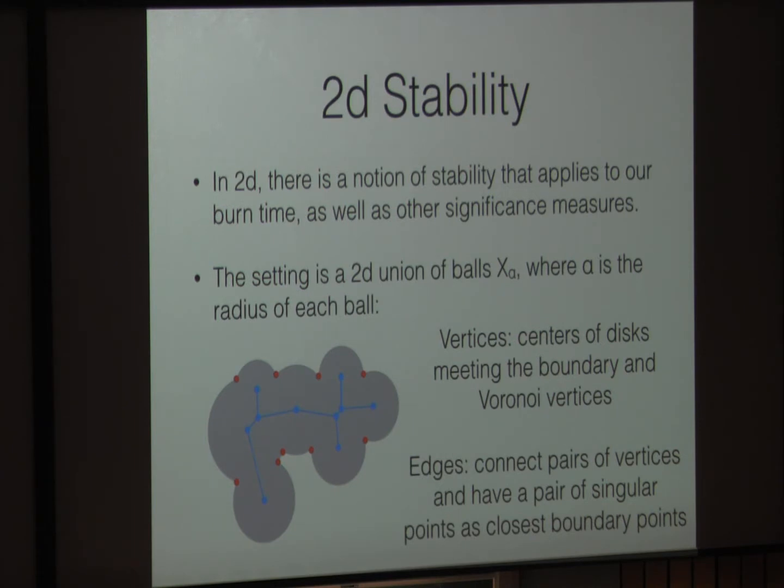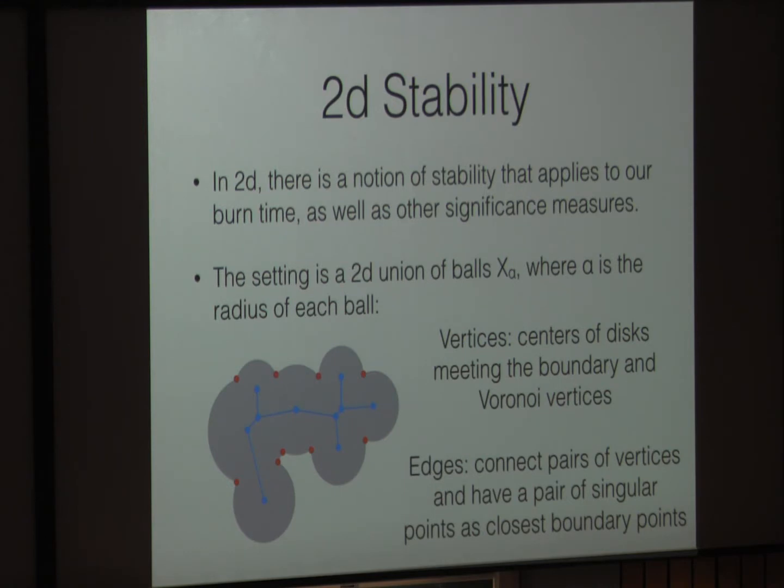So if we look at just a union of balls and we look at what the medial axis is in this, again, I'm looking at the 2D version, but this is the core of all these Voronoi-based methods for medial axis reconstruction. The vertices on the medial axis are either centers of disks that meet the boundary, you can see some of those on the boundary of my shape, or they're Voronoi vertices. Edges connect pairs of Voronoi vertices. But they have a pair of singular points, and the singular points turn out to be very important.